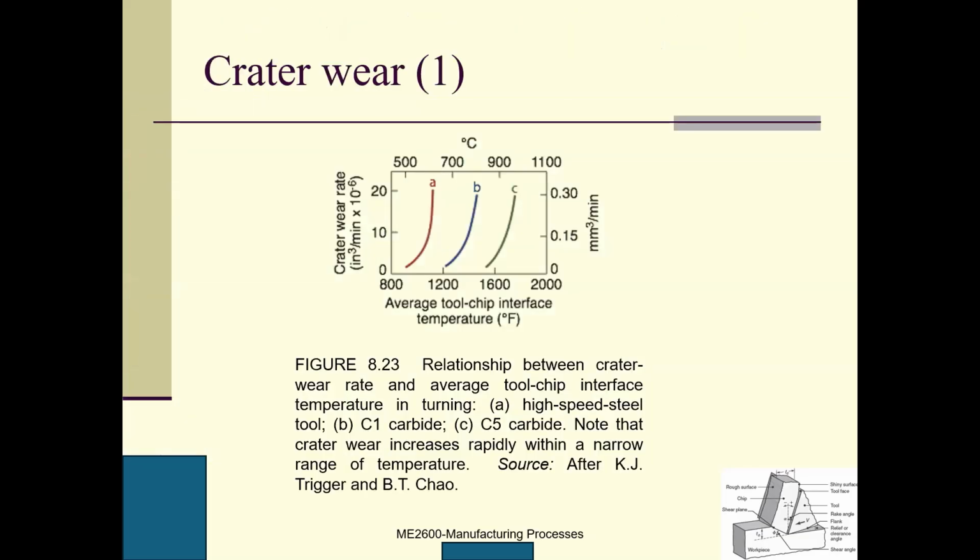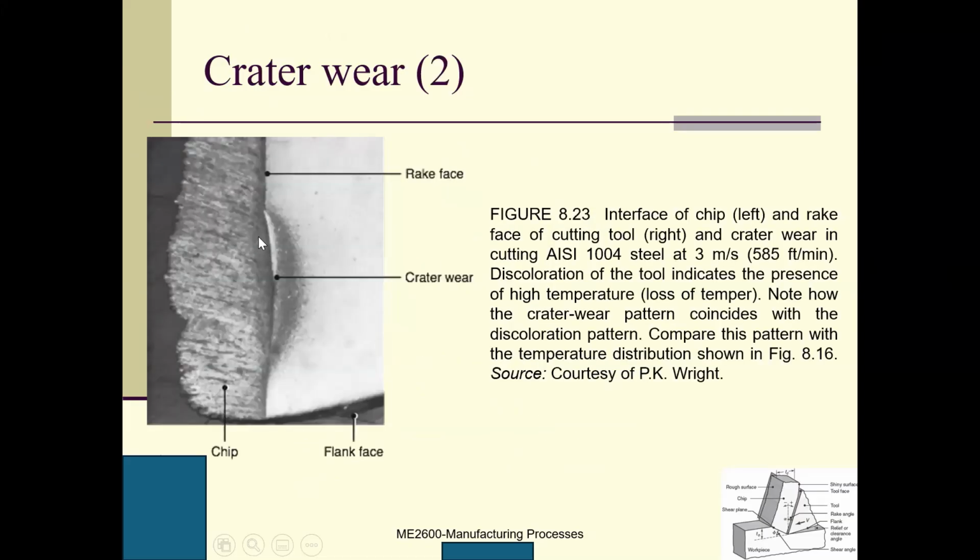Then crater wear. Here's the crater wear. I'm going to finish very quickly. Crater wear on the rake surface. So here is the average tool-chip interface temperature. So here is the crater wear rate. You can see different temperatures and different crater wear rates. And the higher the temperature, the higher the crater wear rate. So different materials: high speed steel, this is the carbide, C1 carbide, and C5 carbide. So this is the crater wear.